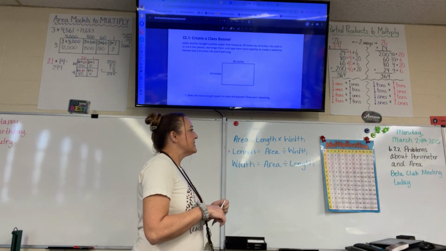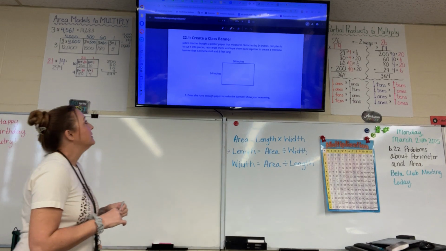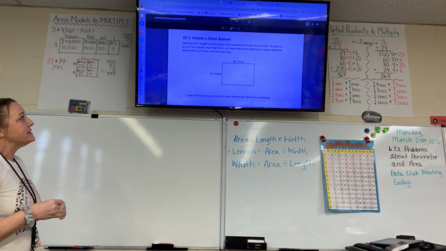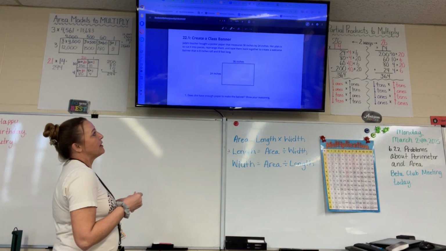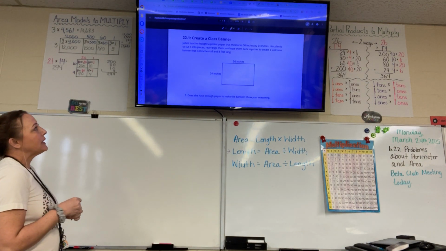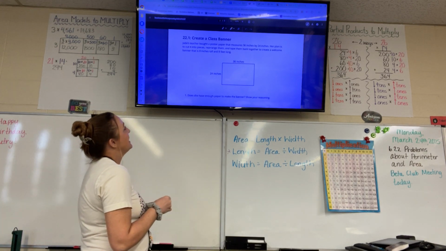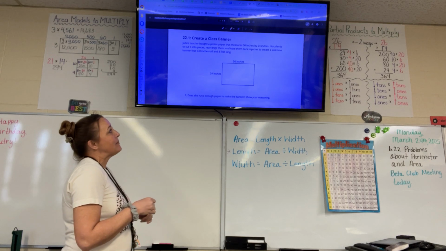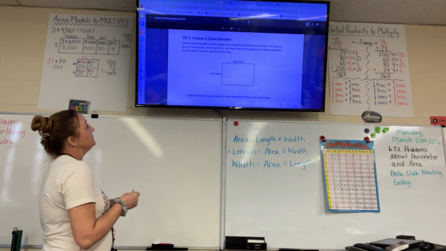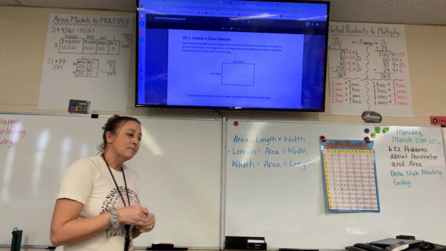Today we're doing lesson 6.22, problems about perimeter and area. It says, create a class banner. Jada's teacher bought a poster paper that measures 36 inches by 24 inches. Her plan is to cut the paper into pieces, rearrange them, and tape them back together to create a welcome banner that is 8 inches tall and 8 feet long.